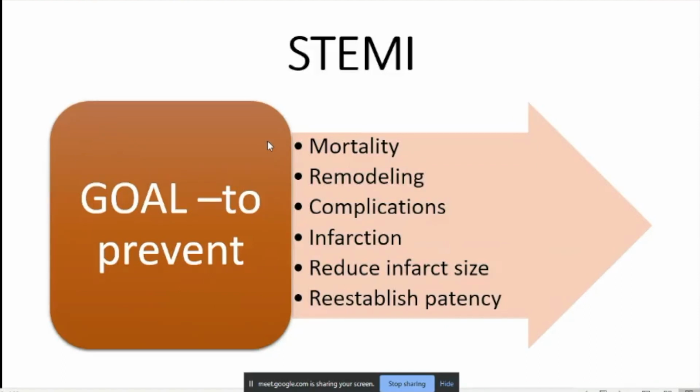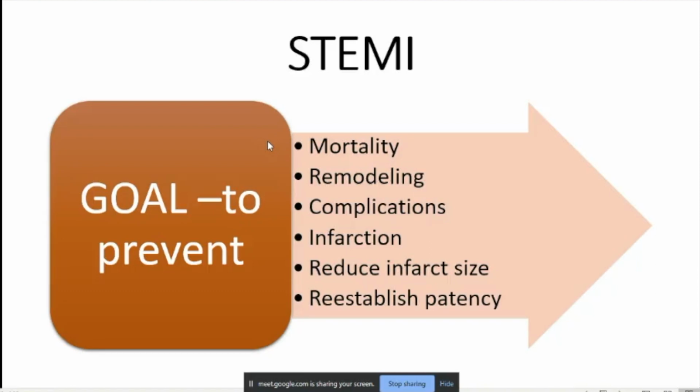Now, let's discuss STEMI. What are the goals? We have to prevent mortality. We have to prevent the remodeling of the heart. When the heart tissue dies, the body replaces it with fibrous tissue and tries to remodel. Once it becomes fibrous tissue, it's not going to work. It's not going to help in contraction of the heart. So we have to prevent the remodeling.